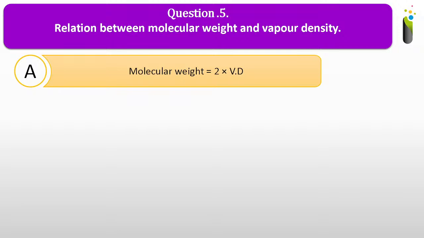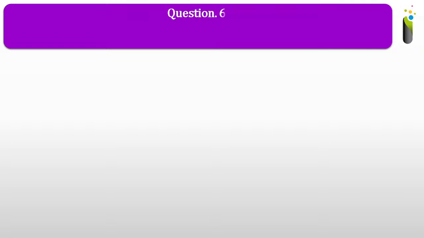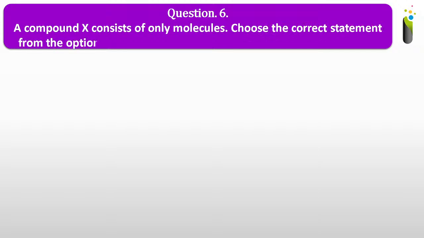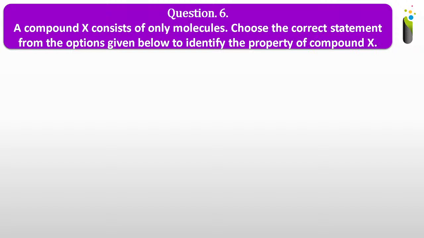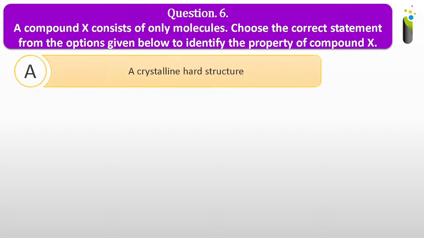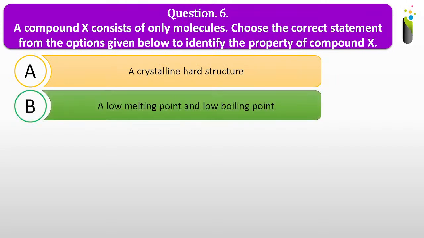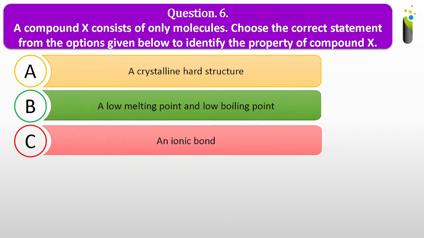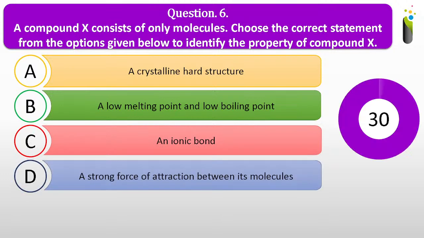So the correct answer for question number 5 is molecular weight is equal to 2 into vapor density. Coming to the next, that is question number 6. A compound X consists of only molecules. Choose the correct statement from the options given below to identify the property of compound X. A. A crystalline hard structure. B. A low melting point and a low boiling point. C. An ionic bond. D. A strong force of attraction between its molecules.